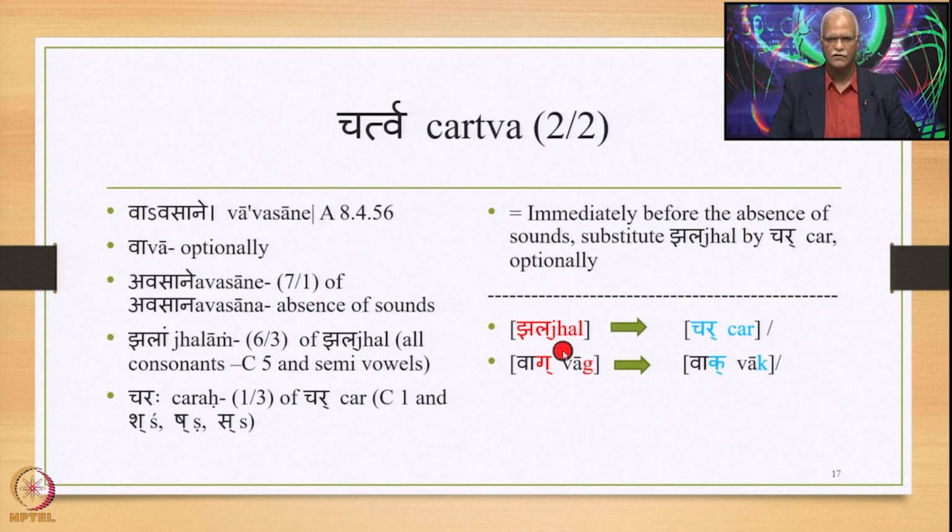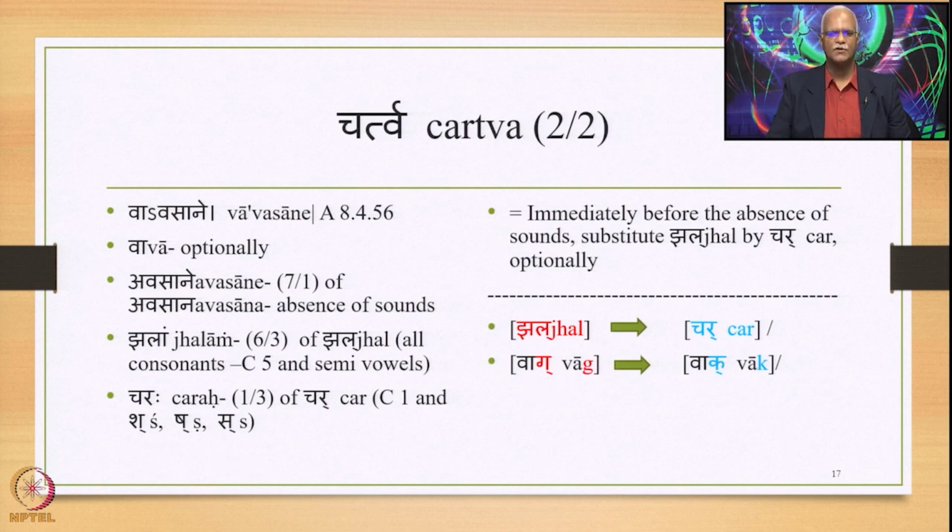So we have jhal and there is no other sound that comes immediately after it. So this jhal gets substituted by char. Here we have vag, where g is the substitute effected by jhalam jashonte, and now vavasane applies and substitutes this g by k, optionally. So we have vak as one option and vag as the second option. So we have two forms over here, vak and vag. This is the prathama ekavachana of the word vach.